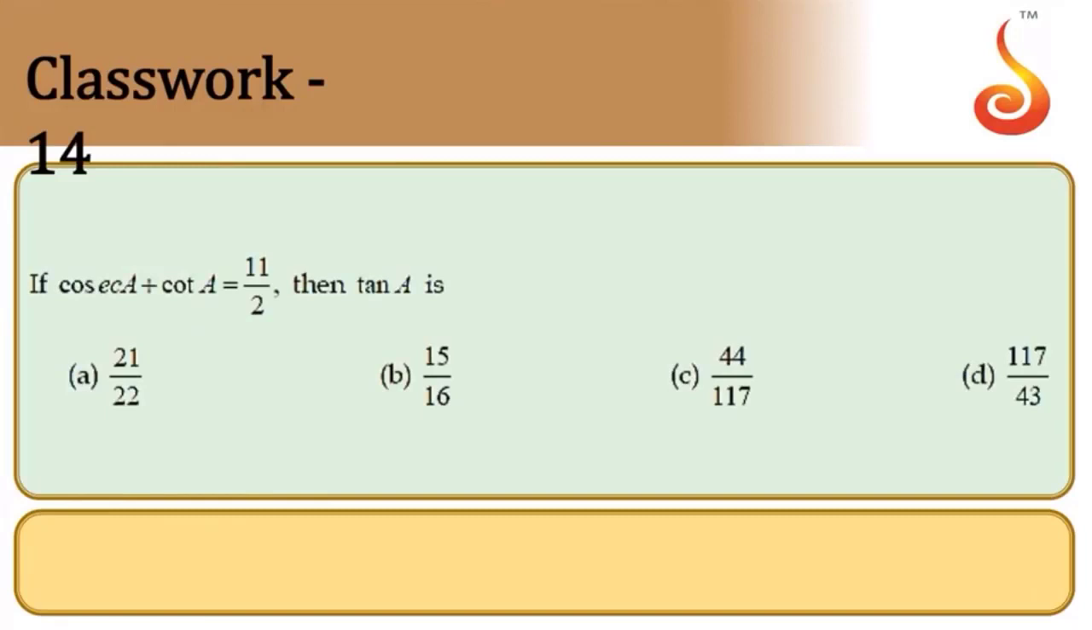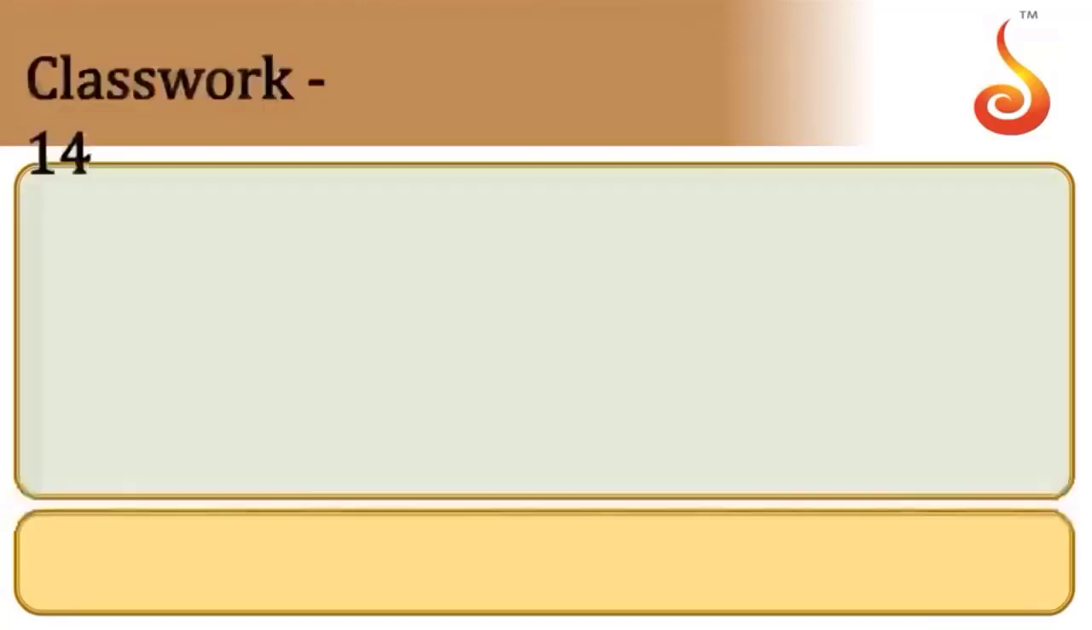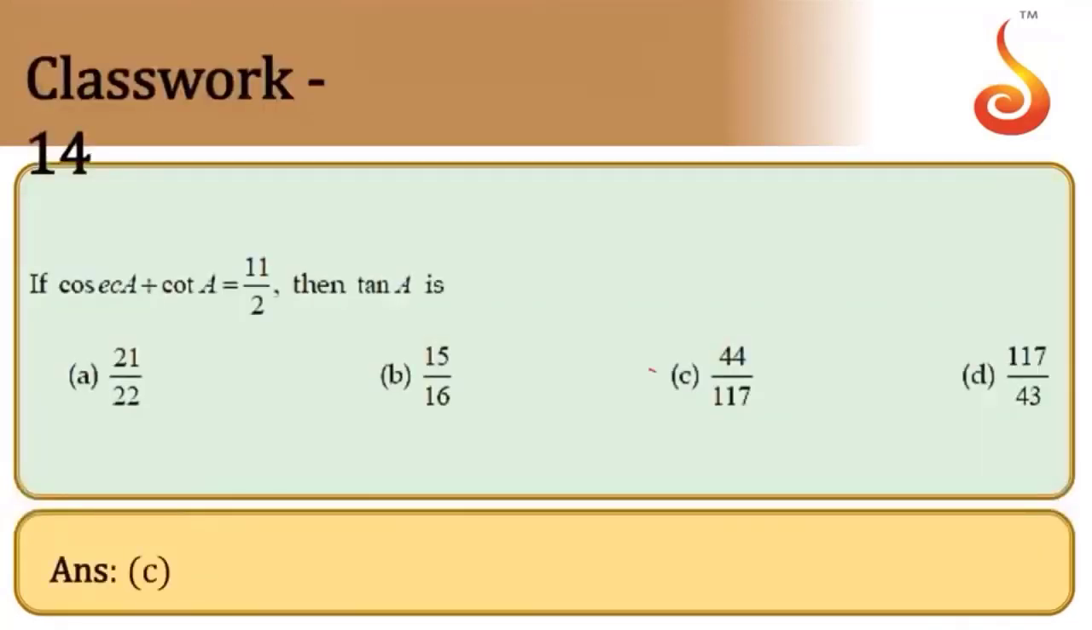Next, so cosecant a plus cot a. From the basic trigonometric formula, we know cosecant a minus cot a will be the reciprocal of this, and this is 2 by 11, and cosecant a plus cot a is 11. So we need cot, meaning the subtraction of these two will give 2 times cot a. So subtracting these two, you will get 11 by 2 minus 2 by 11. So 121 minus 4 divided by 22. So when divided by 2 and taking reciprocals, you will have 44 by 117 as the answer here. So the answer is C.